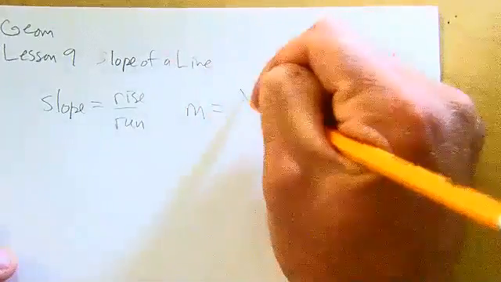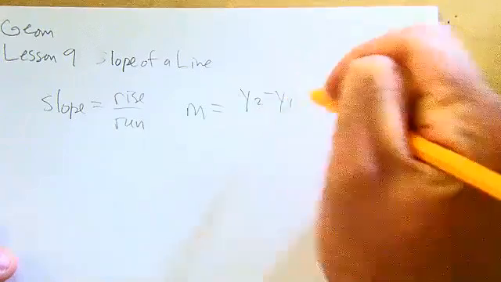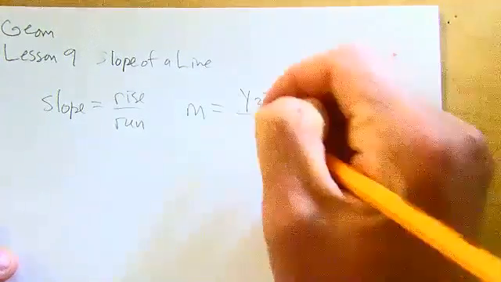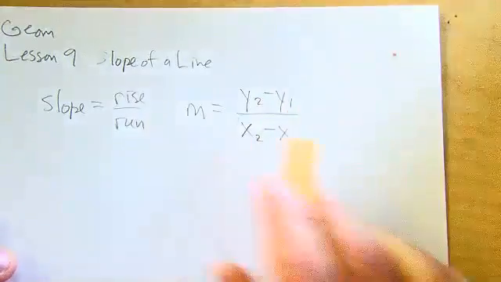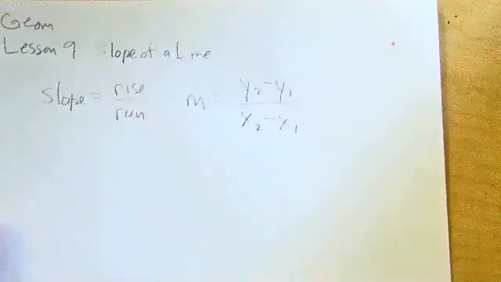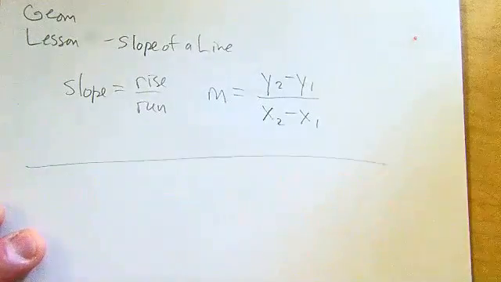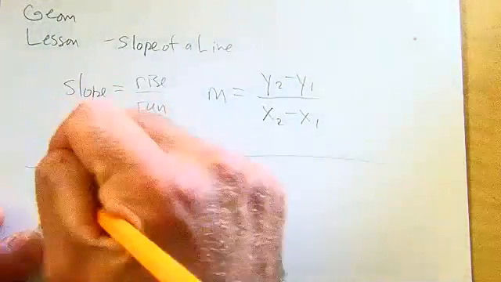it's the rise, which is the change in your y's. How much did your y's change? Over the run, which is how much did your x's change? x2 minus x1. So y2 minus y1 over x2 minus x1. We'll do two examples, one by graphing. So number one, by graphing.